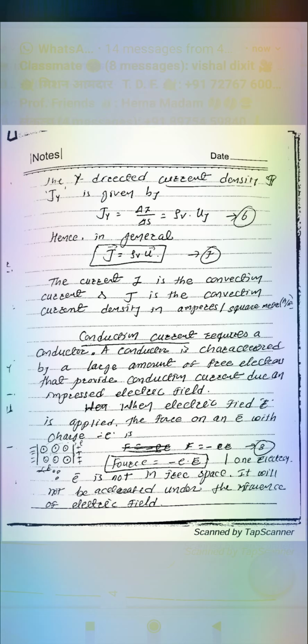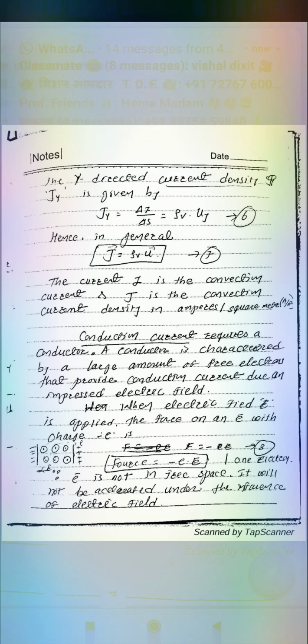When the current is convection, it is given as rho v, the density of the charge, multiplied by the direction of the velocity. J bar is equal to rho v u bar. It is said to be the convection current density. Now what about the conduction?